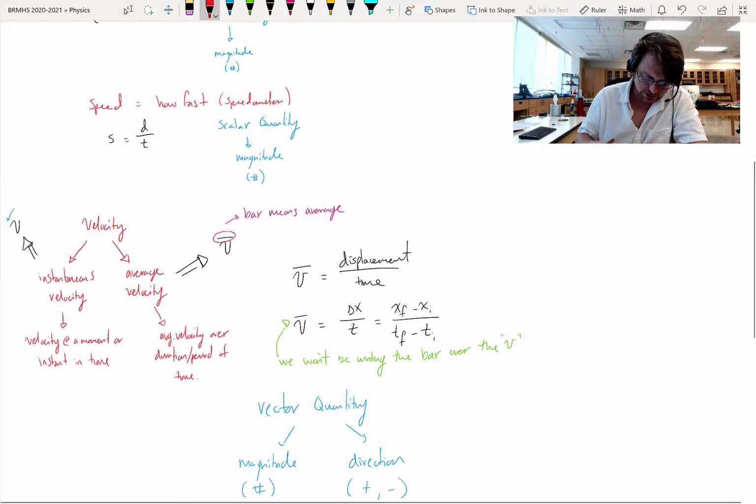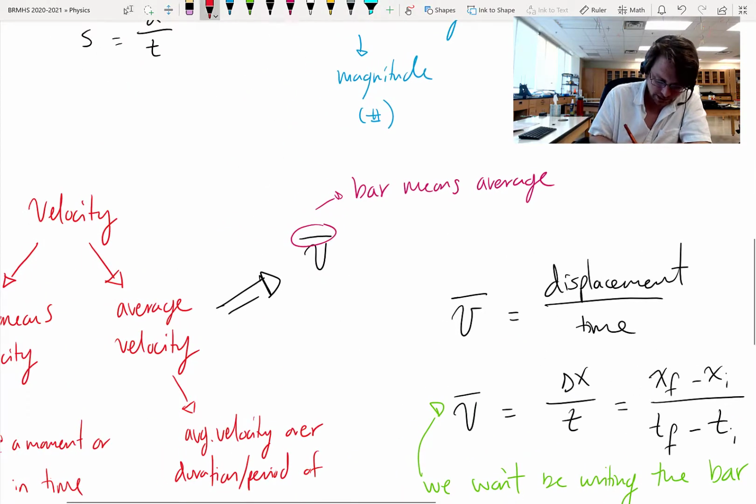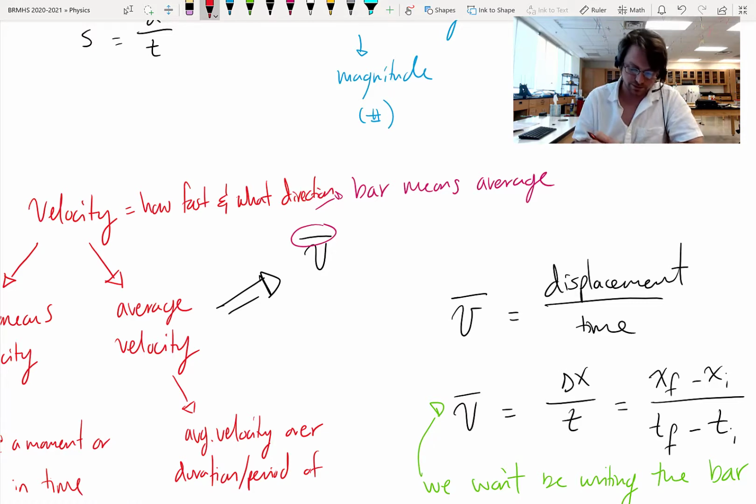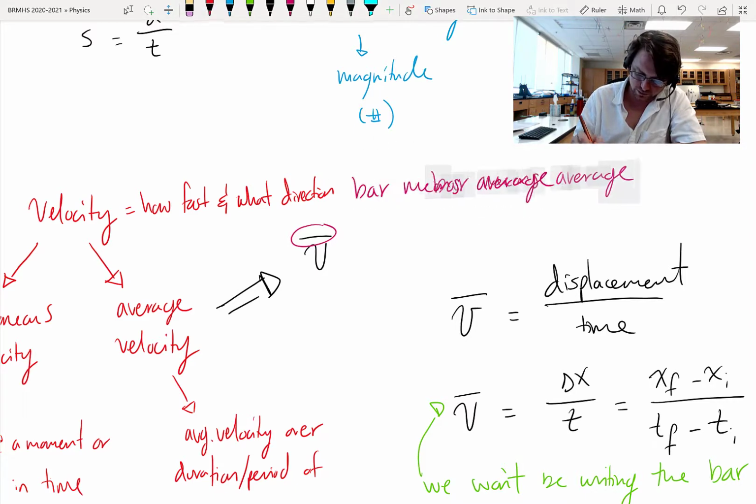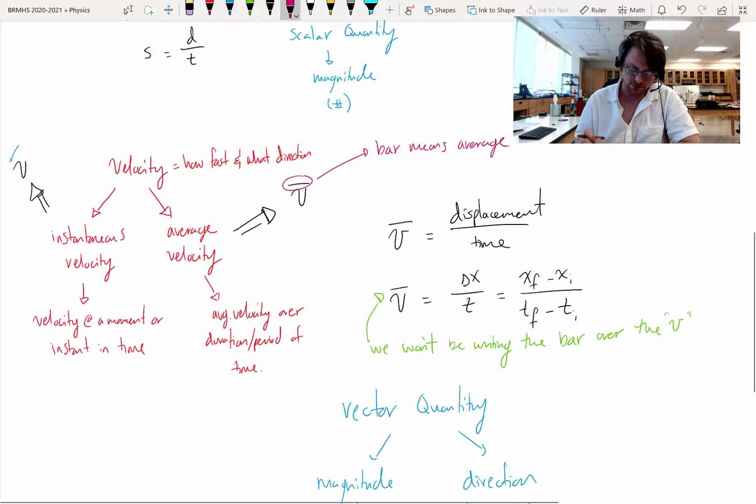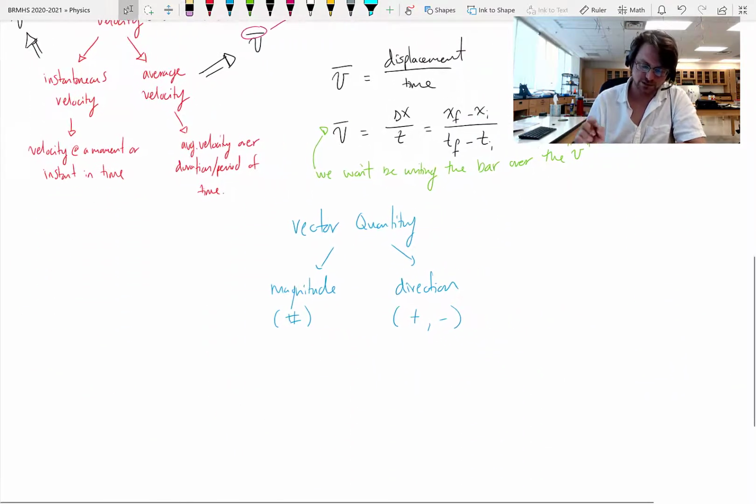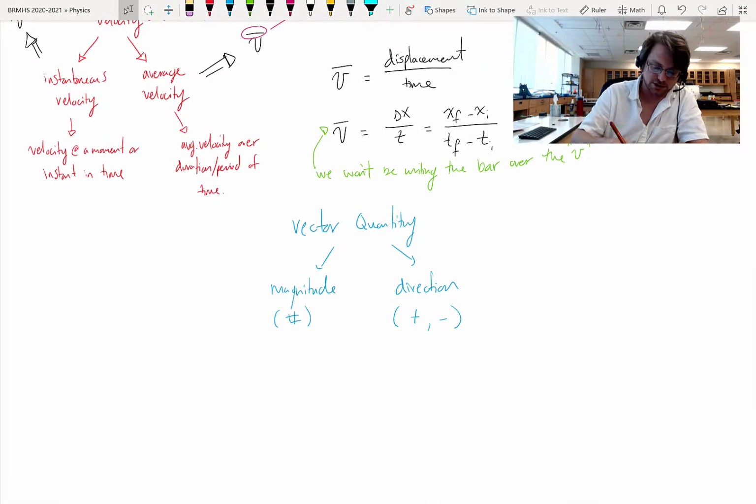So let's come over here and say velocity is how fast and what direction. Move my bar information over here. How fast and in what direction? That's our velocity. We can have instantaneous or average. It's a vector quantity. It's defined as displacement or delta x over time.